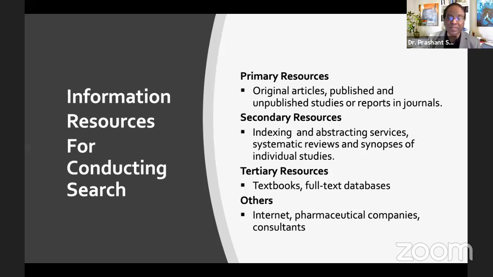Or, if there is no information available, then we can seek that information, especially in phase 1 and phase 2 clinical trials, from the pharmaceutical companies. Or we can consult with the consultants.